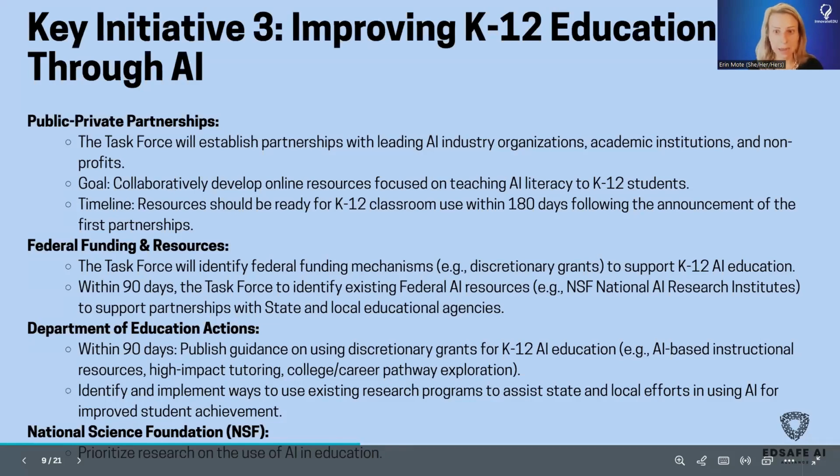I know that surprised a lot of people, to publish guidance on using discretionary grants for K-12 AI, and also to identify and implement ways to use existing research programs to assist state and local efforts in using AI for improved student achievement. That's another thing that's important to pull out here. If you look at the fact sheet and the EO side by side, one of the real aims here is to think about how AI can improve student achievement. And then finally, for NSF, how to prioritize research on the use of AI in education.